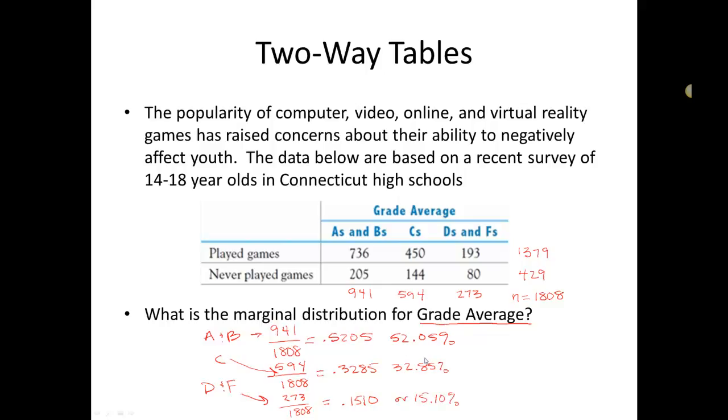So your percentages in a marginal distribution, if you calculate all of them, should add up to 100%. Relatively 100%. There could be a little bit of rounding error, as you saw in one of your quiz questions, but essentially they add up to 100%. So that's our marginal distribution. We could also find a marginal distribution for the other variable in our table, which is whether or not they played computer games. To do that, I would use these row totals and put those over n.